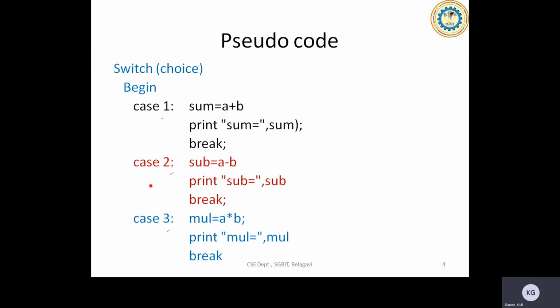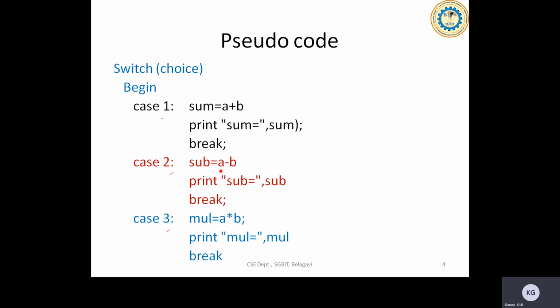As we have already mentioned, 1 stands for addition, so we go ahead with sum equals A plus B. These are the two operands we have given, and we do this operation on them and print the summation. In each case, we use the break statement because it helps us come out of the particular case statement.